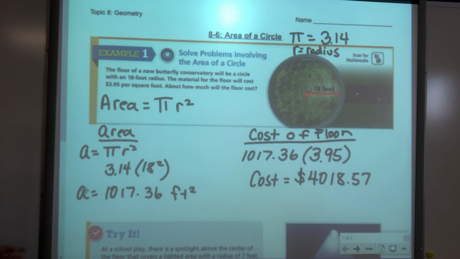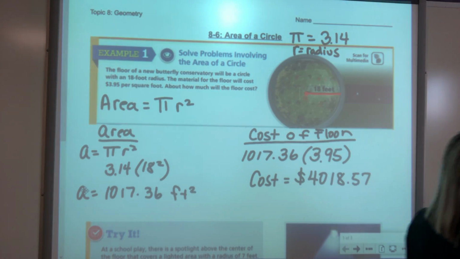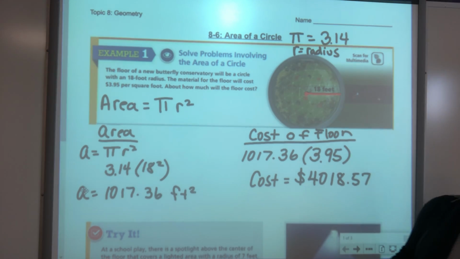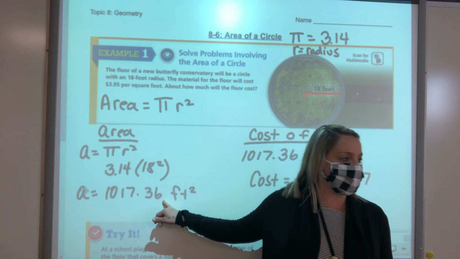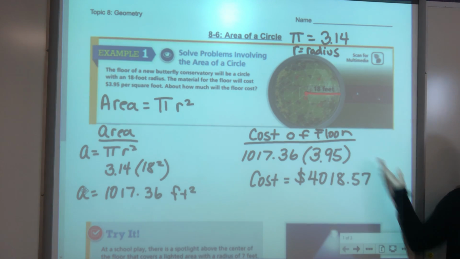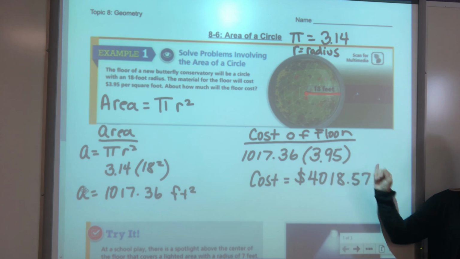So when we actually calculated this out, we got 4,018 and 572 thousandths. Has anyone asked you for 572 thousandths? No. So remember, you could have this one here go out to the thousandth place. We cannot have this one here go out to the thousandth place because we're dealing with money. In American currency, we always round to the nearest hundredth.